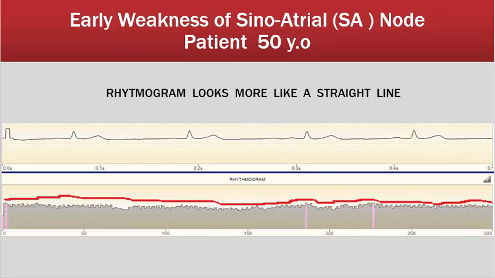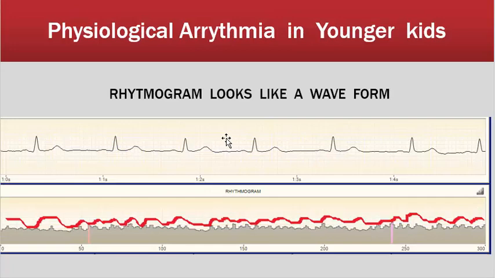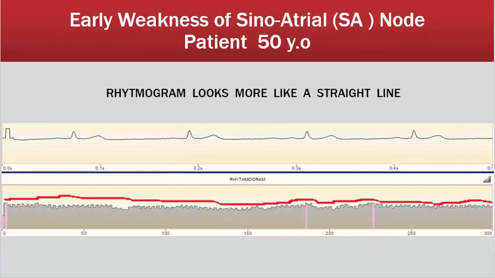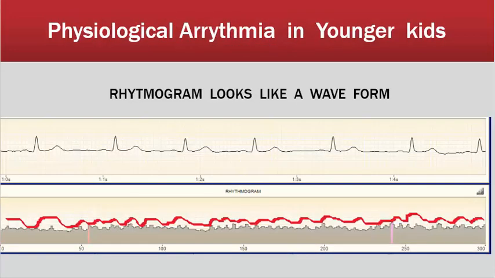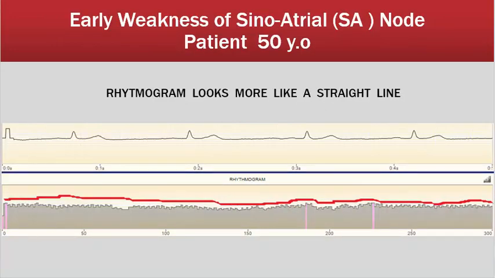Sometimes we see this in the younger population. So this is what we see in younger kids. It's up and down, but we see the same pattern, going up and down, so basically it produces a little waveform. This is called physiological arrhythmia, especially when we see it in the younger population, younger kids. So that's the difference between this one and this one. You see they have a little more waveform pattern, instead of this one, which is more like a straight line.